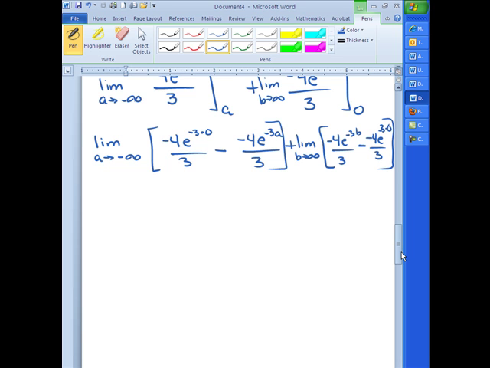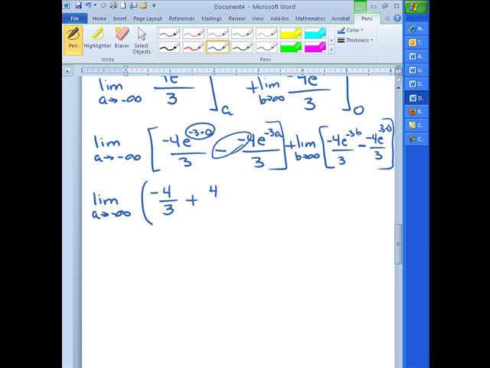And now let's clean that up a bit. So we have the limit. And I sometimes get lazy and don't write the limit thing until the end. Negative 3 times 0 is 0, and anything to the 0 is 1. So e to the 0 is 1. We're just left with negative 4/3. Two negatives here make a positive, and so we have 4.